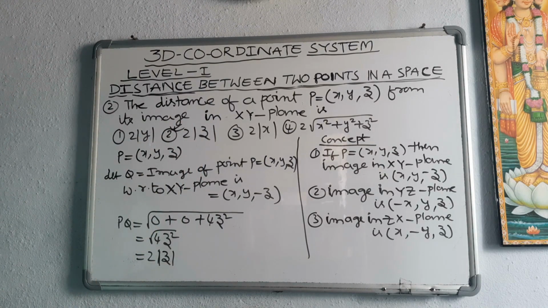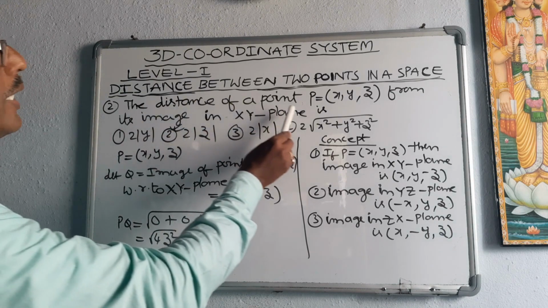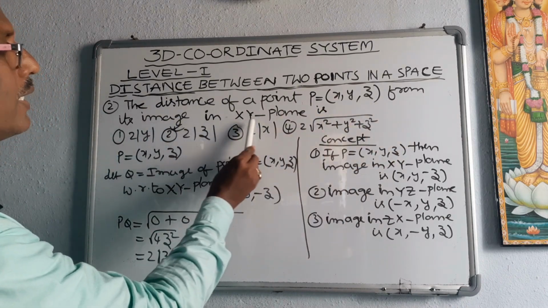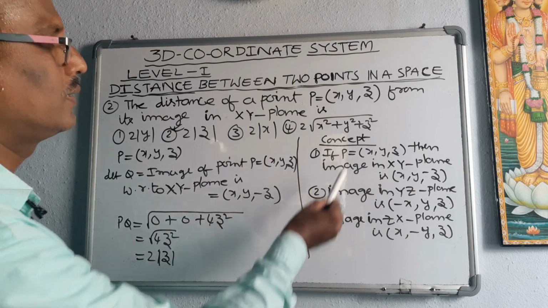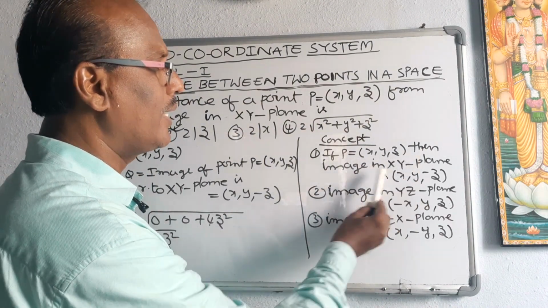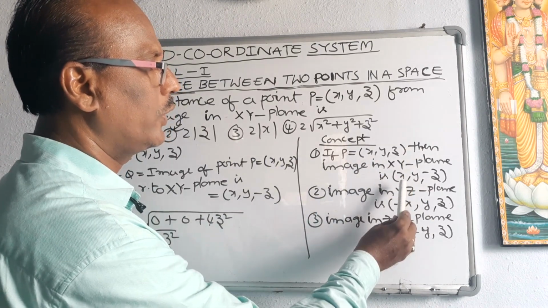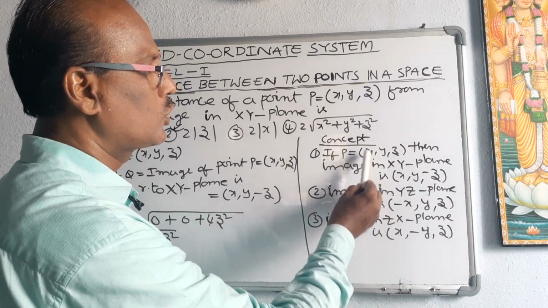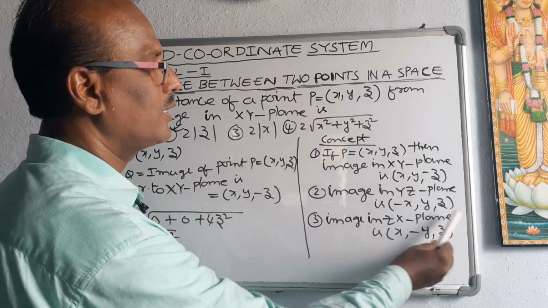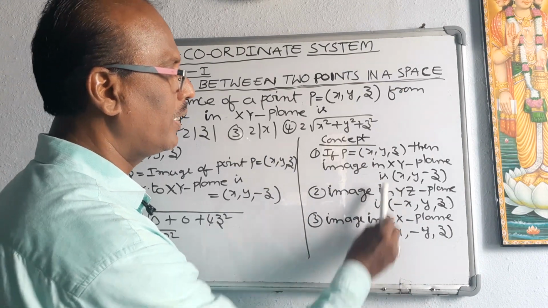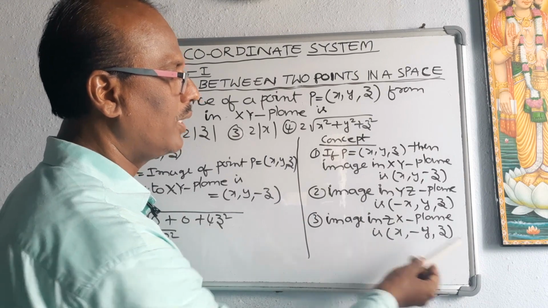Again explaining the problem. Here we find the distance of a point P(x, y, z) from its image in the xy plane. The concept is, if P equals (x, y, z), then the image in the xy plane has the z coordinate negative: (x, y, -z). Suppose the image in the yz plane, the x coordinate is negative: (-x, y, z).